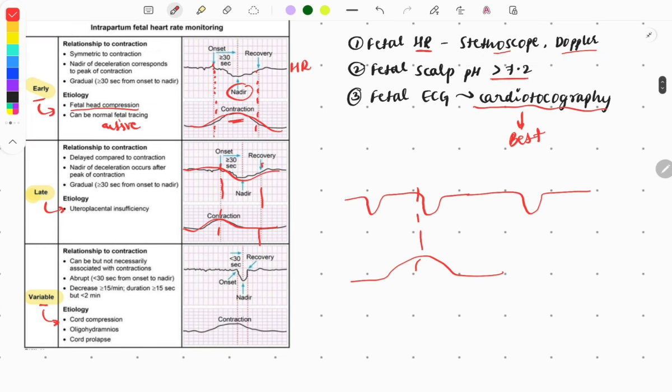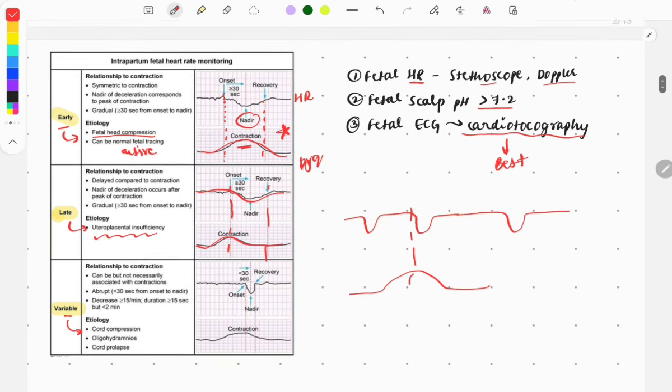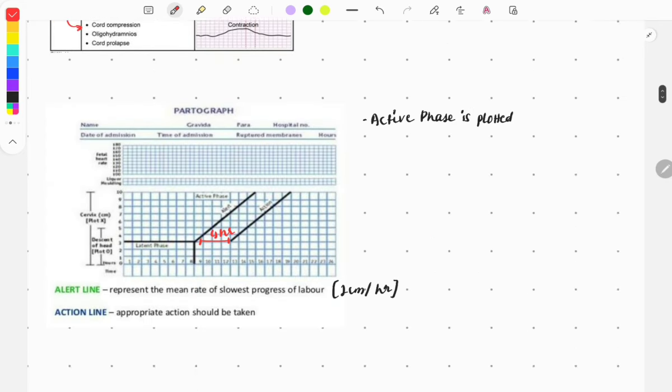So questions are asked on the etiology, like the early deceleration is associated with which of the following, or they can also give these images and ask you which kind of deceleration it is. So this one is a very important topic and it is a PYQ. So you need to look at all these points.